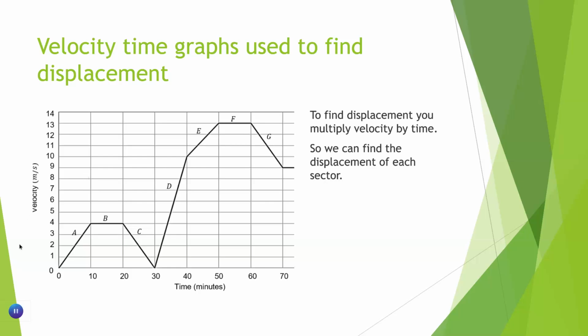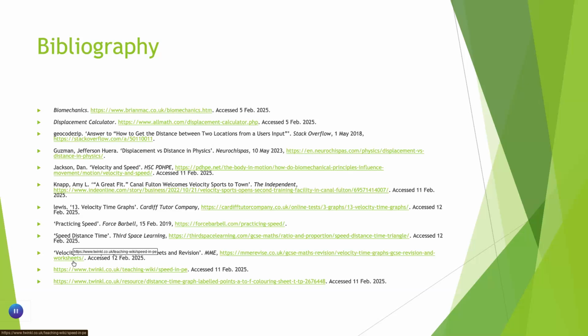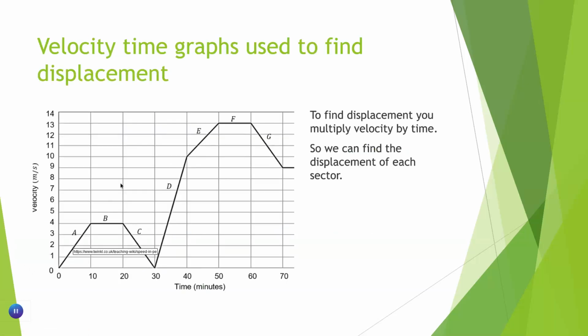Now we can find the displacement of A, but in order to do that, we need to find out the average velocity, as the cyclist is not traveling at the same velocity throughout this last bit. So you'd find out the average velocity by adding the initial velocity and final velocity, dividing by two, and then do the normal equation from there.